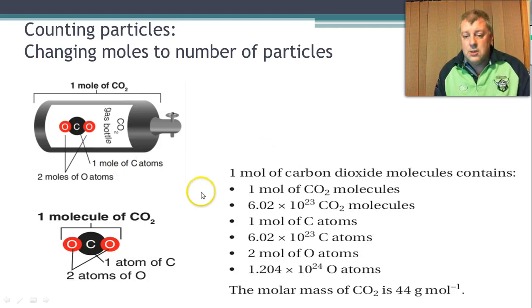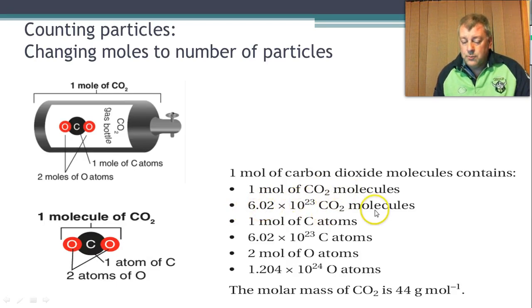Okay, so let's just look at that. If we have 1 mole of carbon dioxide, CO2, molecules, we must have Avogadro's number, 6.02 times 10 to the 23, of carbon dioxide molecules. Because there's 1 carbon in the molecule, we only have 1 mole of carbon atoms, so we have Avogadro's number of carbon atoms. But there are 2 oxygens, so we have 2 moles of oxygen atoms, and therefore we have 1.204 times 10 to the 24 oxygen atoms. And all this would weigh 28 grams.